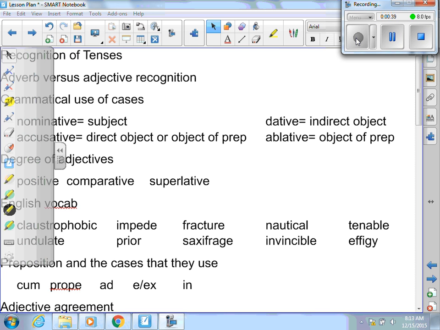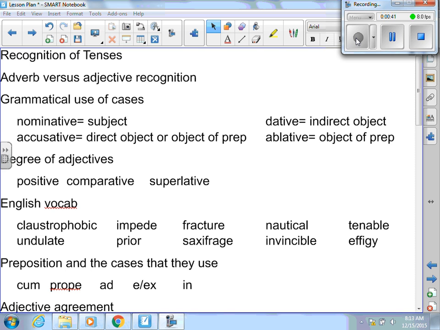Degree of adjectives. We have the positive, that's the normal form. We have the comparative, that's the IOR form, and we have the superlative. And that's going to be the double S, double R, or double L.